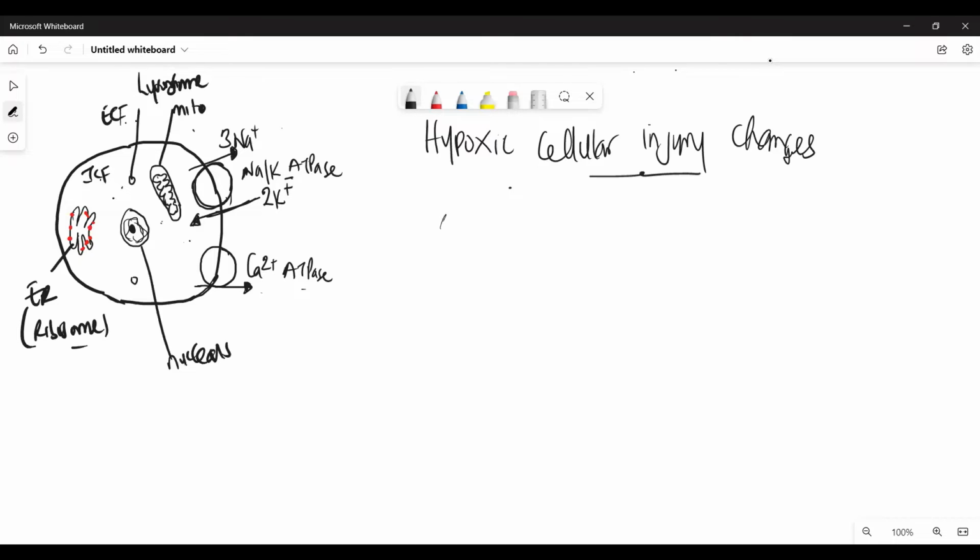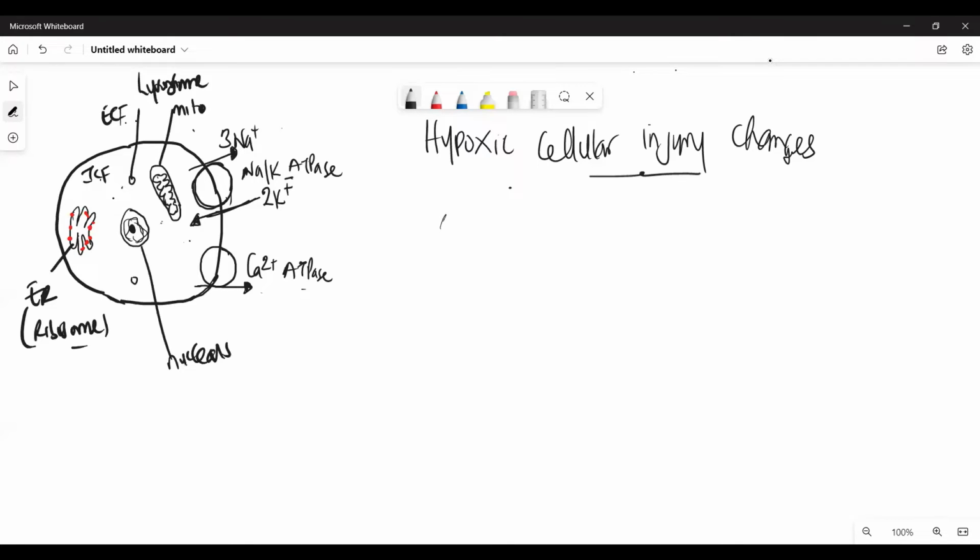We also have another pump here, which is the calcium ATPase. So every time we have too much calcium inside the cell, this pump can help us pump out some of that calcium so that it can bind to albumin outside the cell, because you don't want too much calcium inside the cell because it can create trouble, which we will talk about as we go over this video.